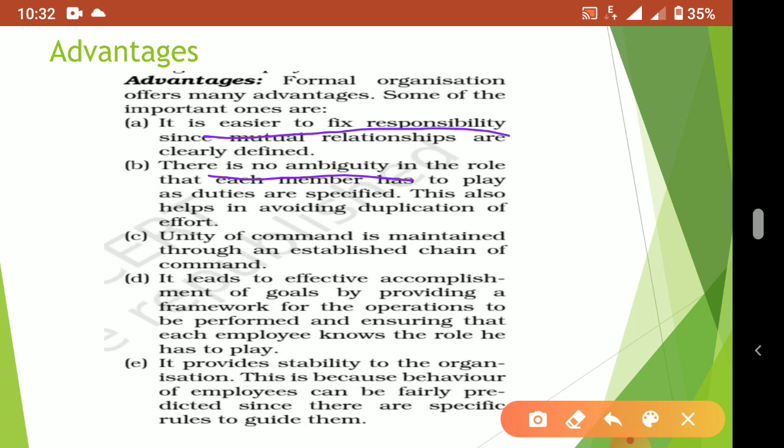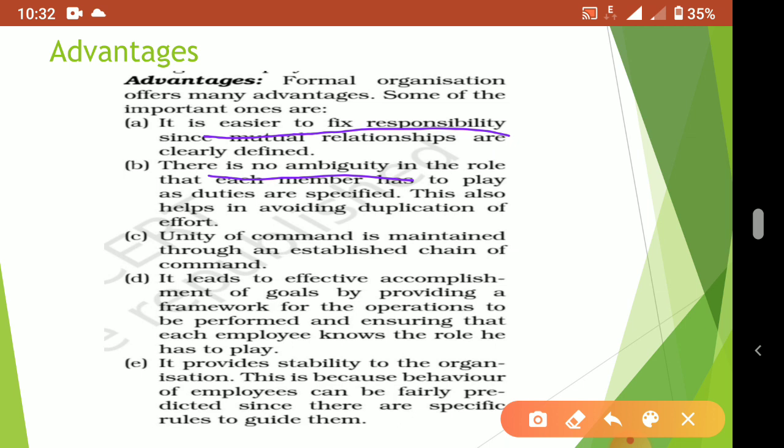So here each and every employee is very well clear about their work. They are already informed about their work, nature of work, type of work, method of doing work. So for that a systematic arrangement is there. So there is no ambiguity, no confusion while doing their work.